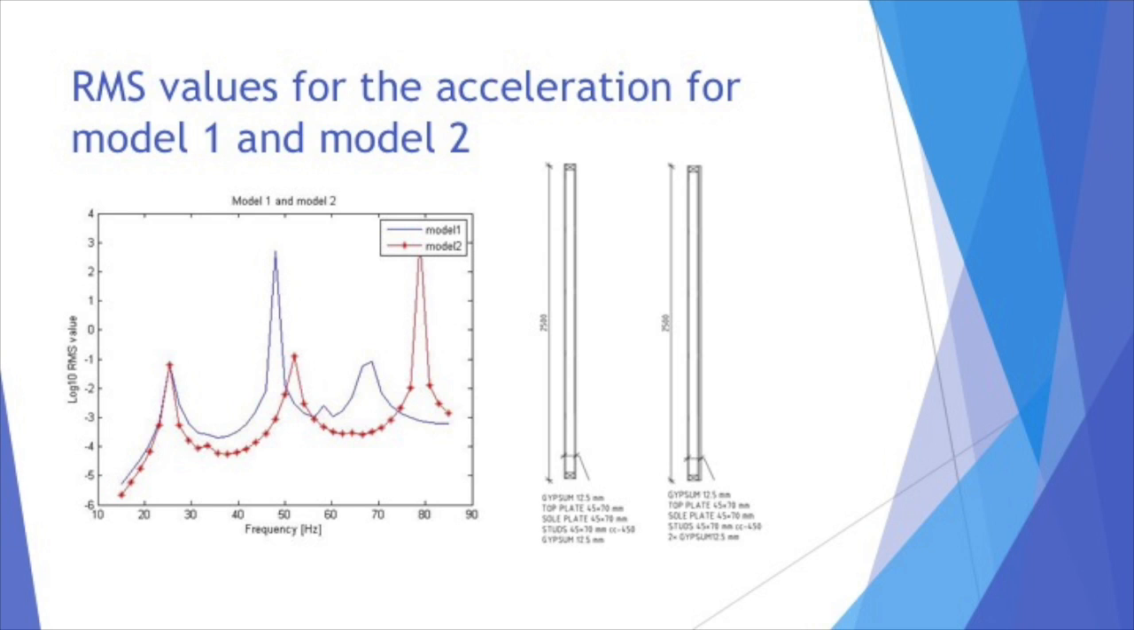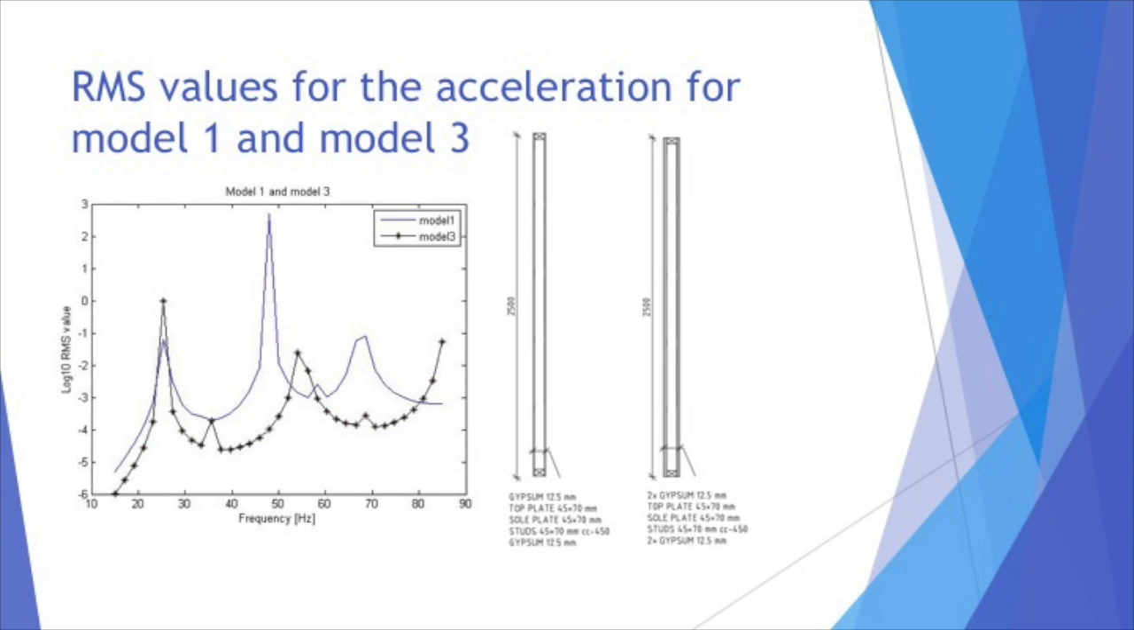Here the base model and the model with 2 gypsum boards on one side of the wall have been plotted. It is clear that the gypsum board contributes stiffness to the wall, which reduces the transmission through the wall. Here the base model is compared with the one with 2 gypsum boards on both sides of the wall. Having 2 gypsum boards makes the wall even stiffer and reduces the transmission even more.